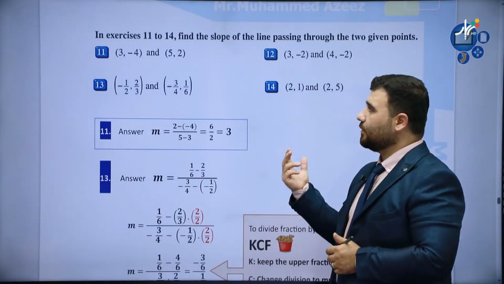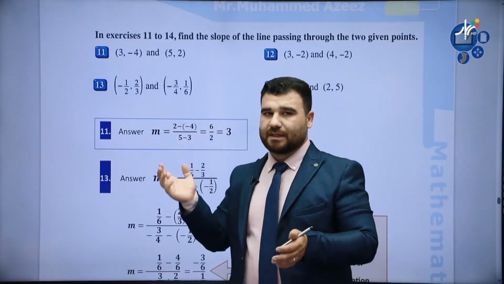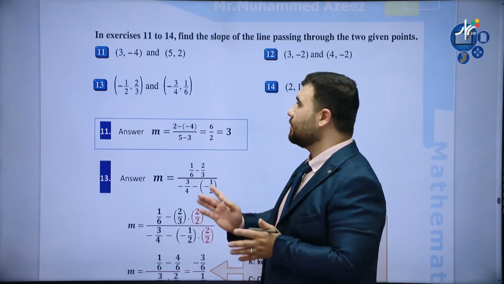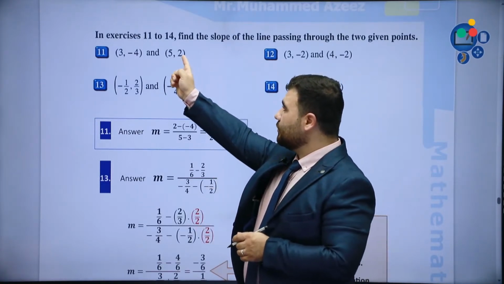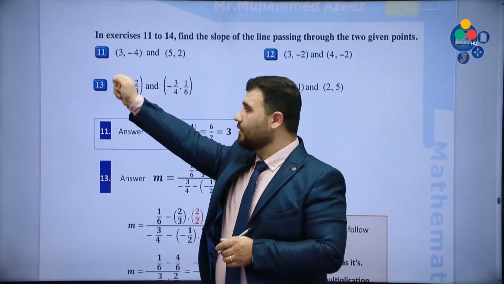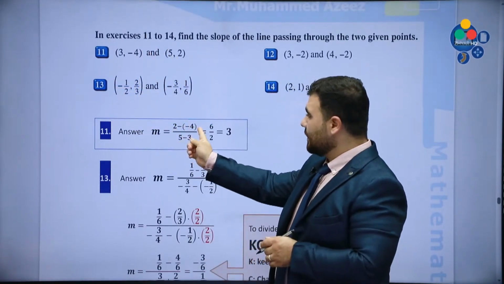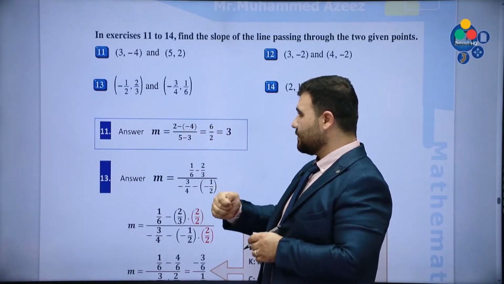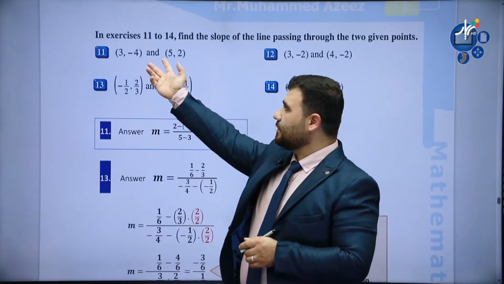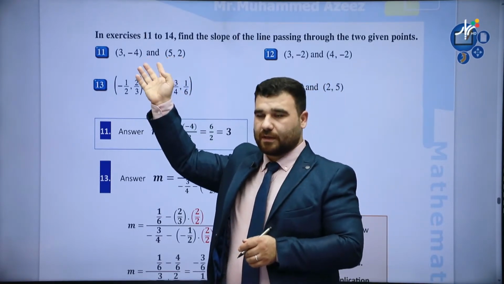Question 11, we have 2 points. Then you are free to set any of them as x2, y2, any of them as x1, y1. But once you made your decision, once you set 2 minus -4, you must say 5 minus 3. Then 2 minus -4 is 6, because minus minus is plus. 5 minus 3 is 2. 6 over 2 is 3. The slope between these 2 points is 3.